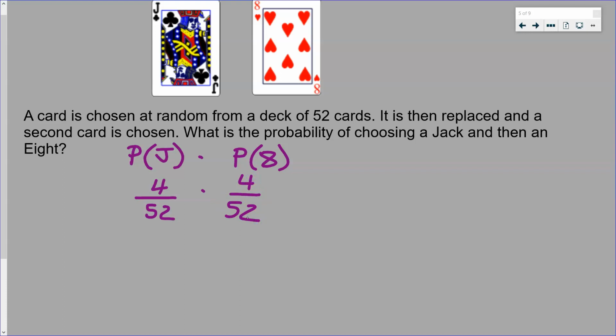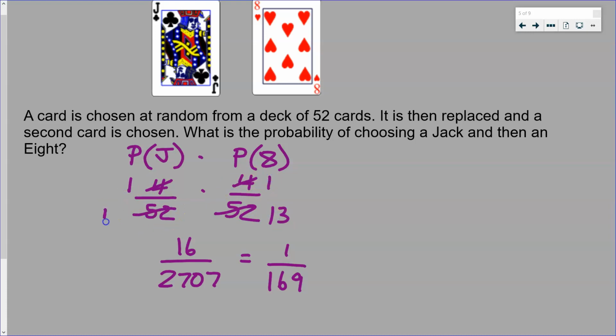If you multiply tops and tops, bottoms and bottoms, you get 16 over 2704. This is not your final answer. This reduces. If you're going to do it this way, you have to be able to see that. And it actually reduces to 1 over 169. My suggestion is to do some reducing before you multiply, thinking back again to our fractions unit. So let's look on the diagonal here. 4 goes into 52 13 times. So these can be reduced, as can these.